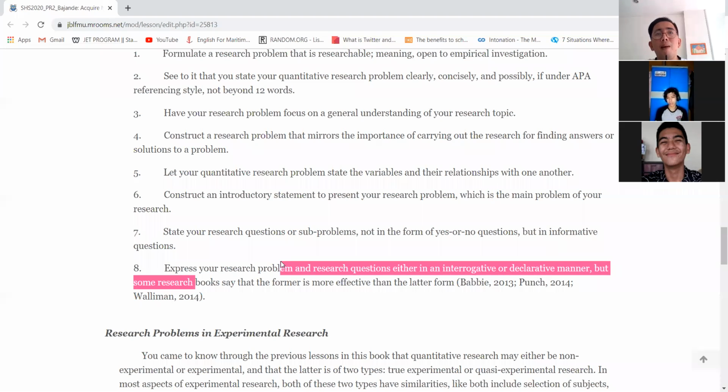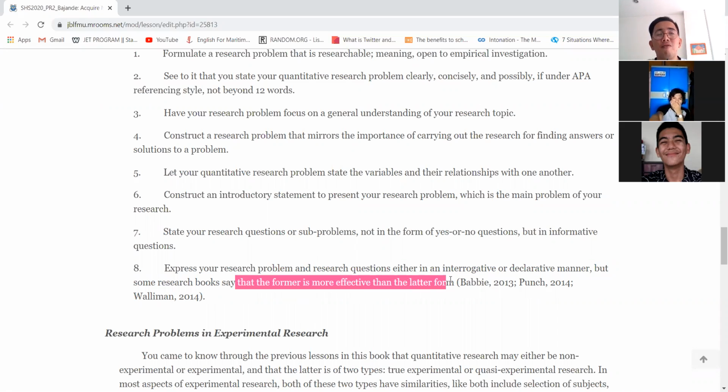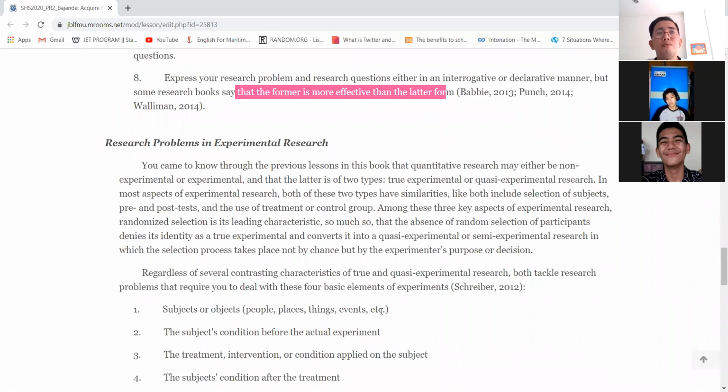Next, express your research problem and research questions either in an interrogative or declarative manner, but some research books say that the former is more effective than the latter form. So as I said, it is more effective if you state your research questions in interrogative manner, not in declarative manner. So in question form, it should end with a question mark.